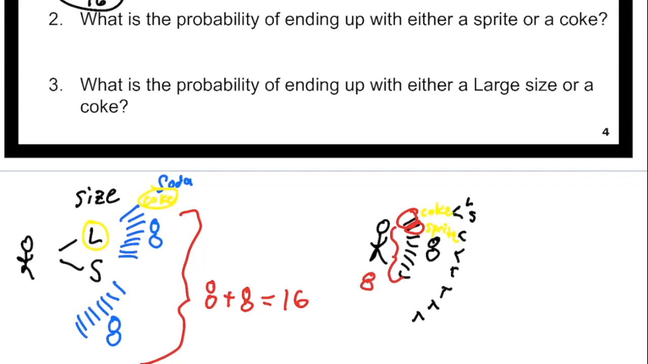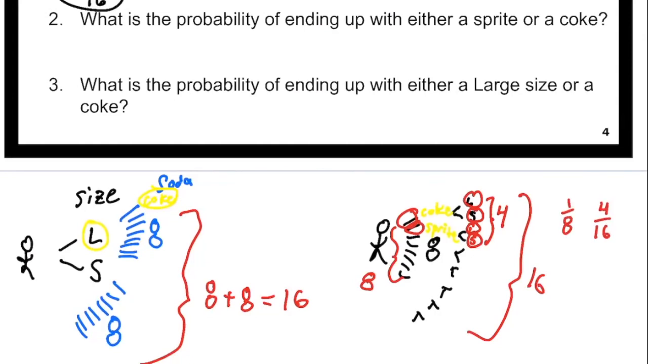We're ignoring cup size, but you could also include cup size. So large or small Coke, large or small Sprite. So we have 4 outcomes in our event here out of a total of 16. 4 out of 16 or, sorry, 2 out of 8. And notice these are the same probabilities. So we end up with the same answer, whether we consider cup size or don't consider it. So 2 out of 8, 4 out of 16, which is, of course, 1/4.